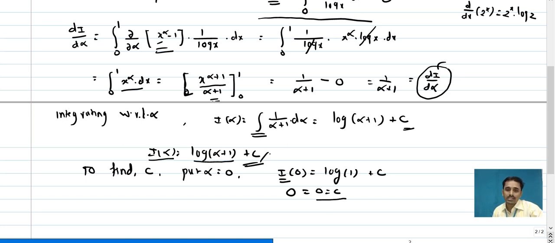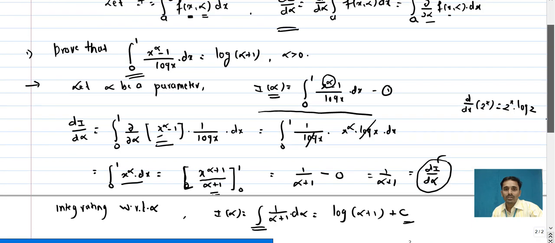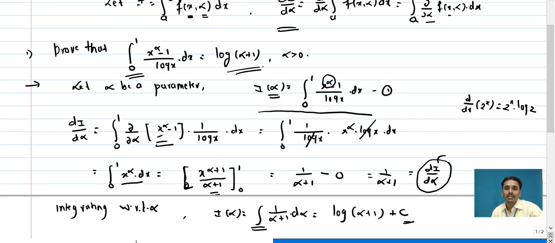Putting this value for c, we have finally the value of I of alpha as log of alpha plus 1, and that is what we wanted to show, that the integral value is log of alpha plus 1.